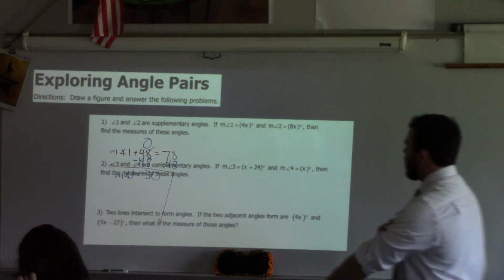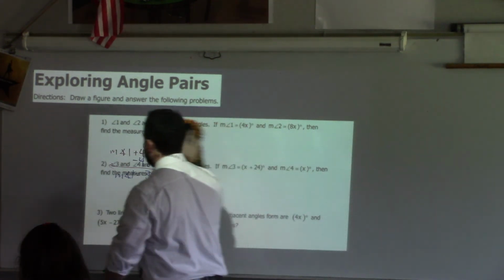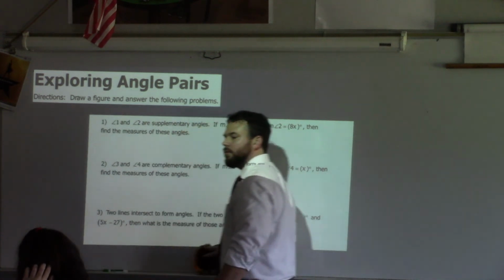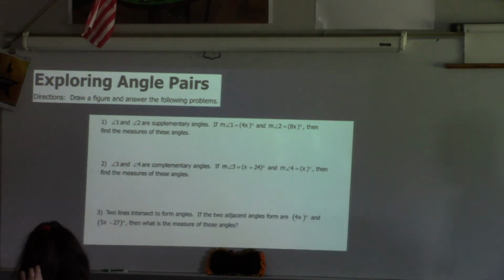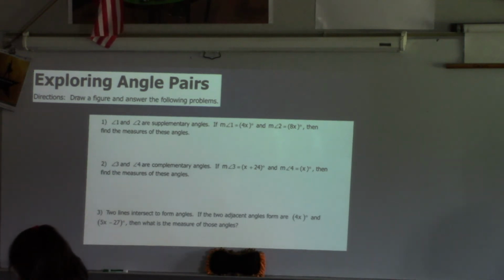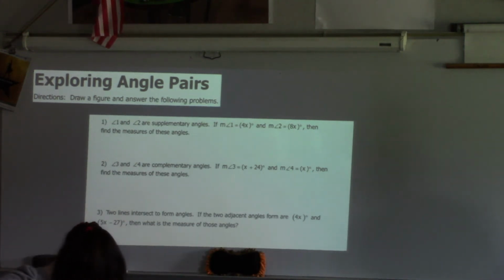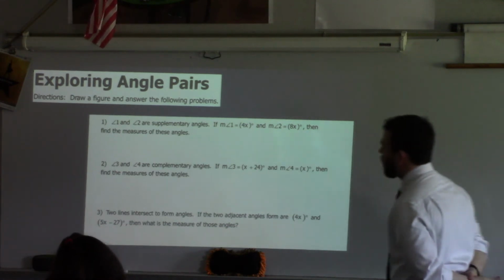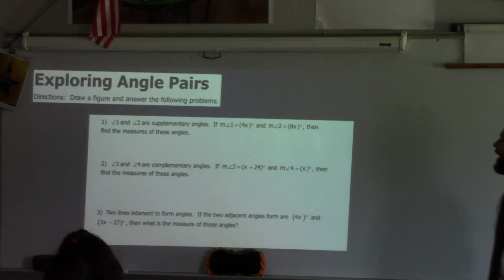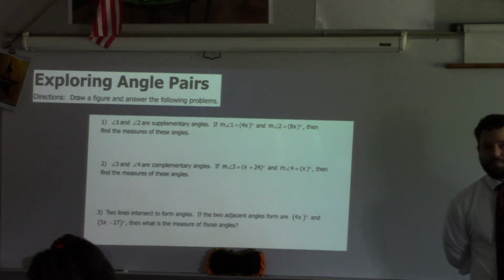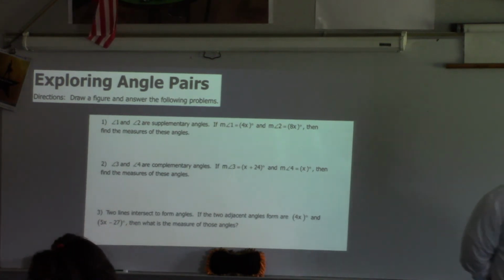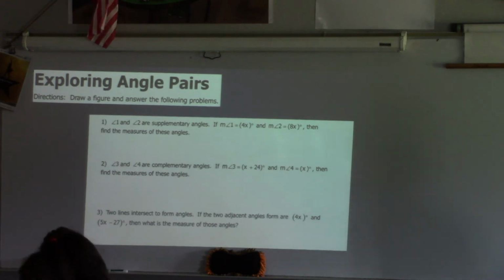I need everyone's eyes up here. So looking up here, I want you to notice the directions. It says that angles 1 and 2 are supplementary angles. Then it gives us measure of angle 1 is 4x degrees, and measure of angle 2 is 8x degrees. Then find the measures of these angles. But it tells us more than just that. If you were just given that information, this would be a tougher question.